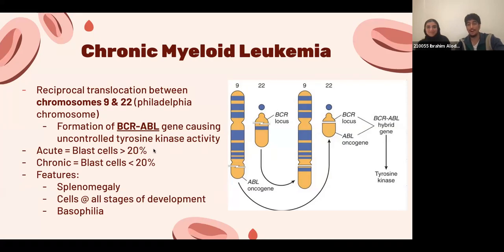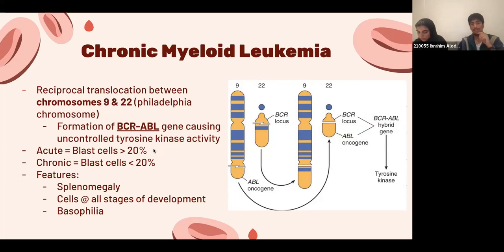Now, the main way to differentiate between acute and chronic myeloid leukemia is by the number of blast cells. If the number of blast cells is greater than 20% of the total number of cells, then you can call it an acute myeloid leukemia. But if it's less than 20%, then you can call it chronic myeloid leukemia. In this patient, they didn't give us the number of blast cells, but this was a chronic myeloid leukemia, so he had less than 20% blast cells.